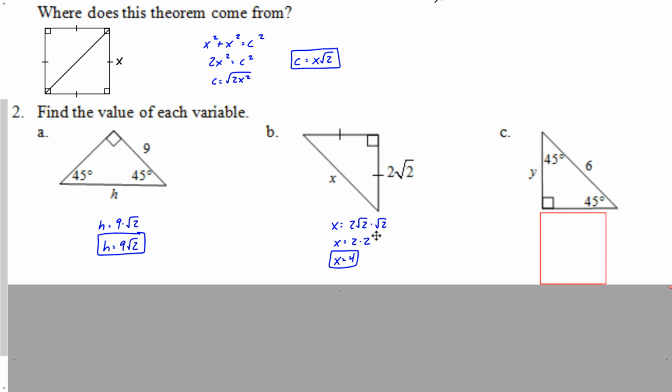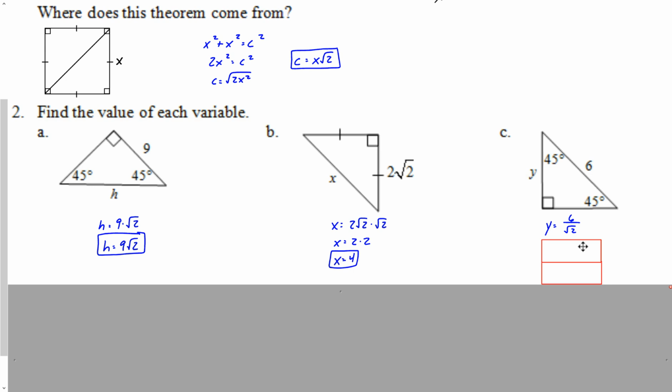And then part C, little different between A and B, because now you know the hypotenuse and you're trying to go back and find a leg. Well, if the hypotenuse is represented by x times the square root of 2 and the leg is represented by x, to go back to just x, you'd have to divide by the square root of 2. So we have 6, which is the hypotenuse, divided by the square root of 2.